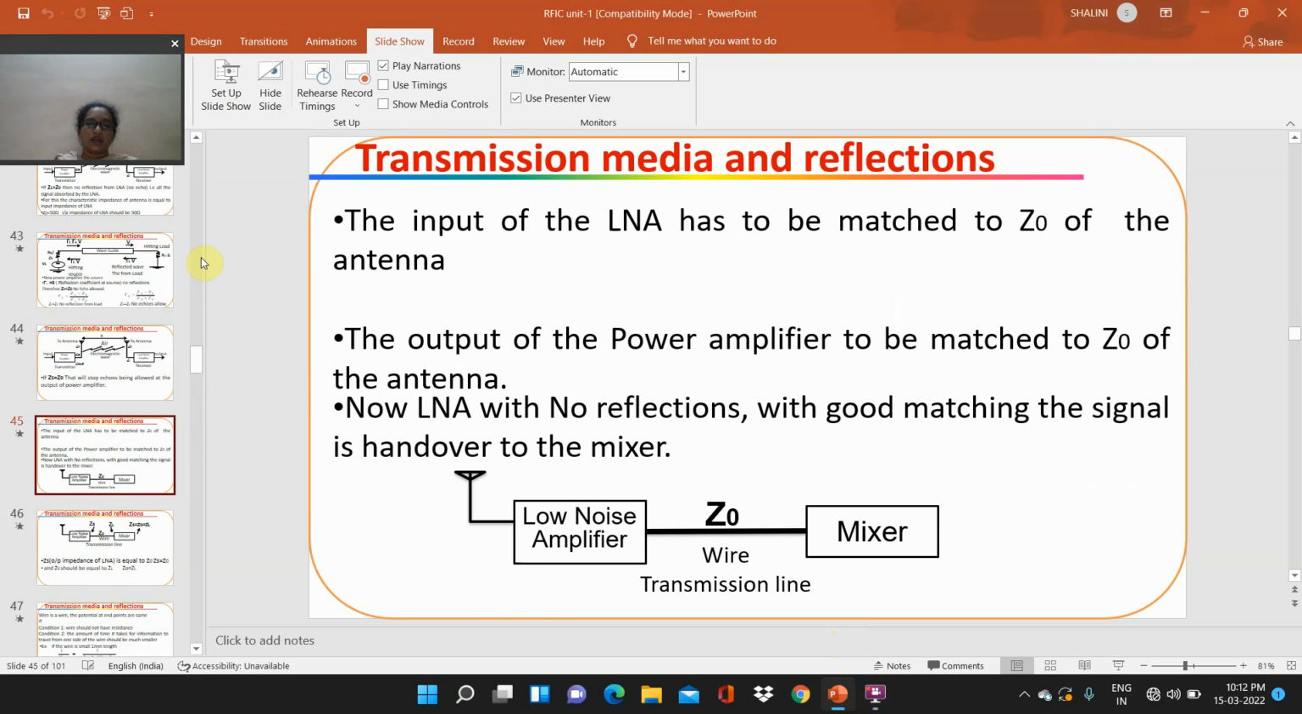The input of the LNA has to be matched to Z naught of the antenna. The output of the power amplifier has to be matched to Z naught of the antenna. Now the LNA, with no reflections and good matching, hands the signal over to the mixer.